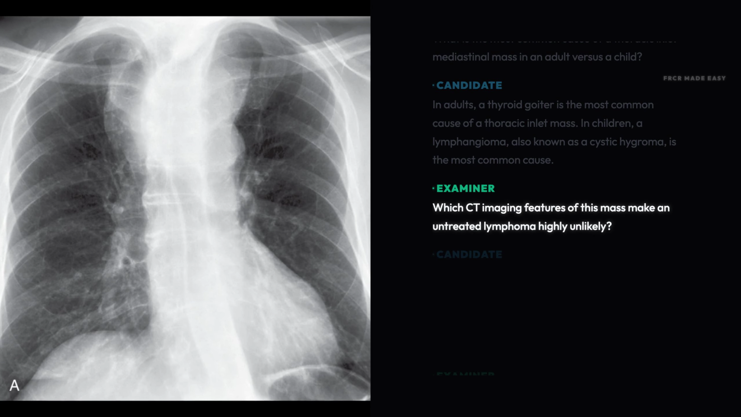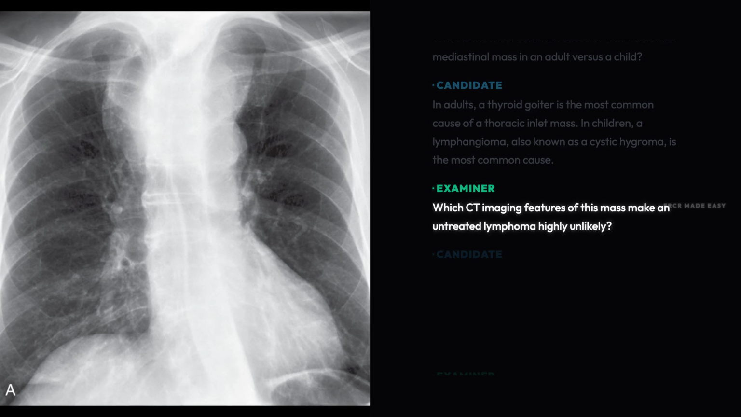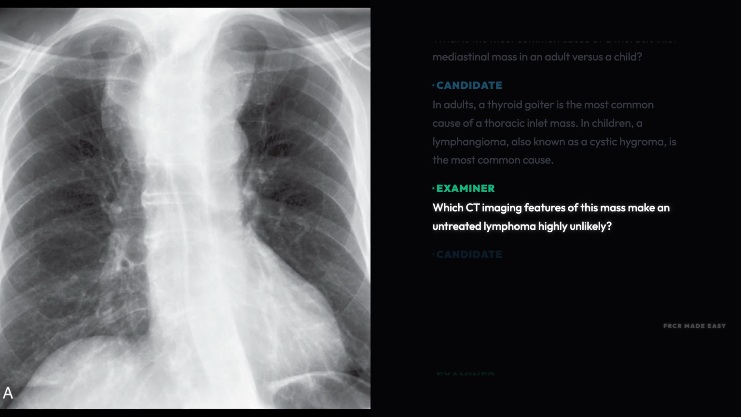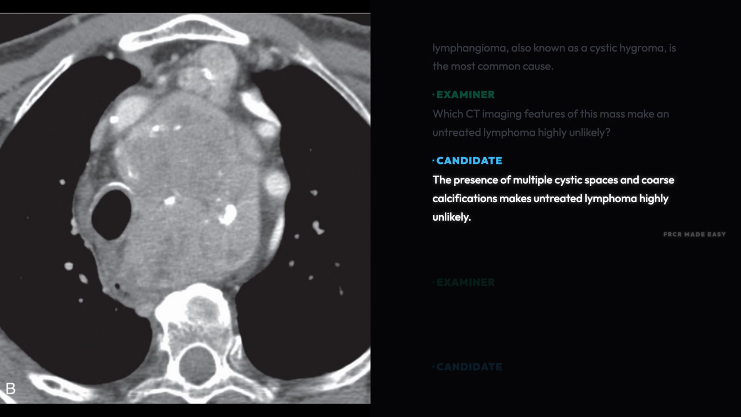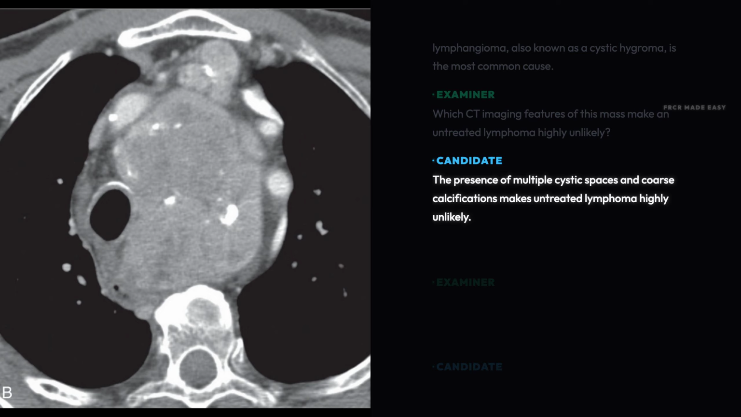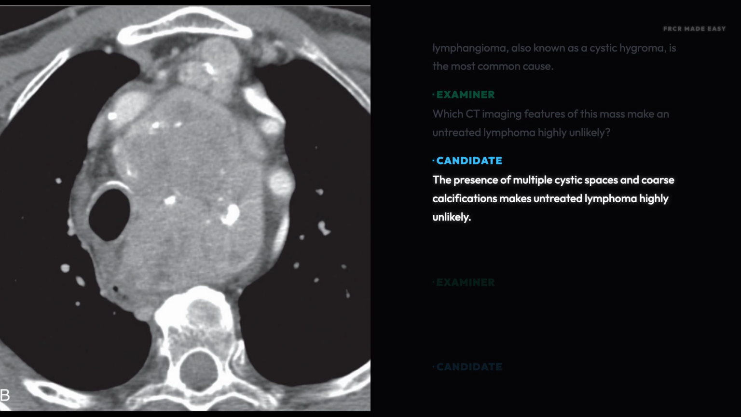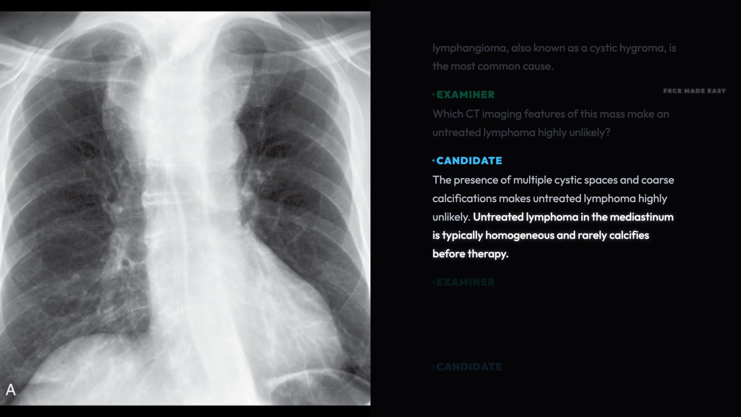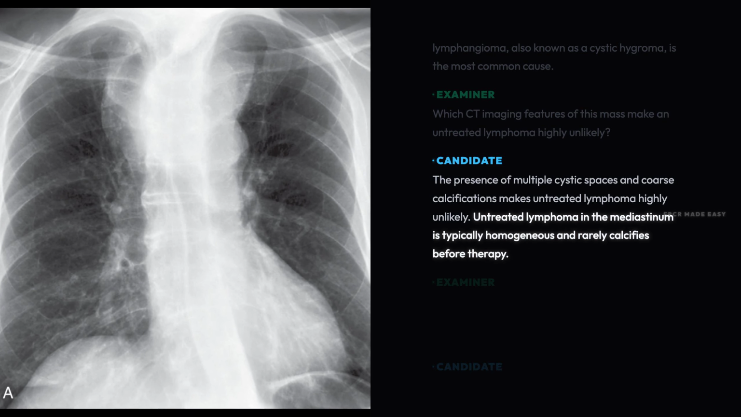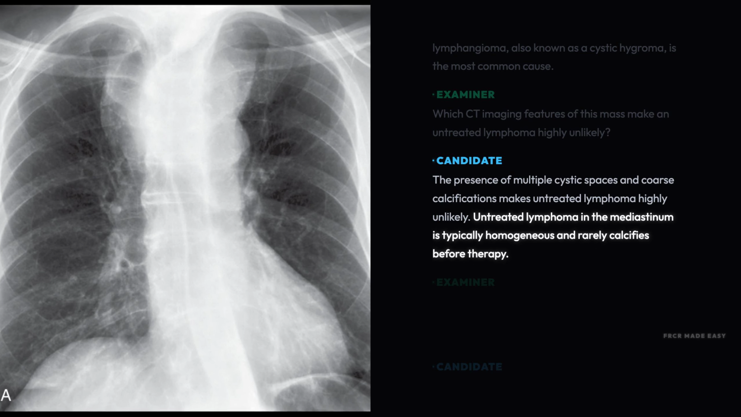Which computed tomography imaging features of this mass make an untreated lymphoma highly unlikely? The presence of multiple cystic spaces and coarse calcifications makes untreated lymphoma highly unlikely. Untreated lymphoma in the mediastinum is typically homogeneous and rarely calcifies before therapy.